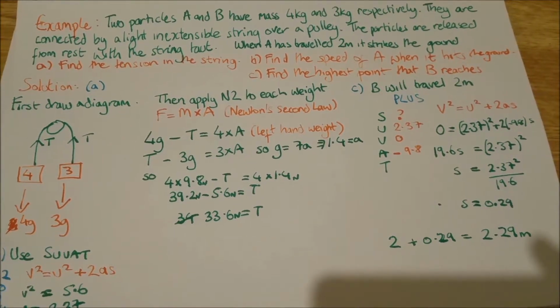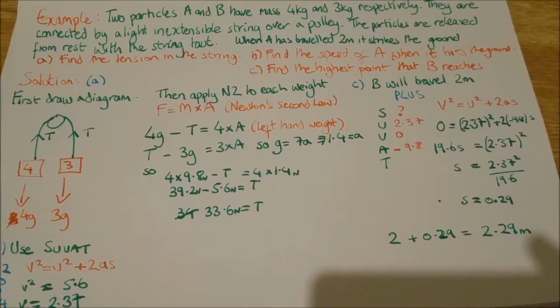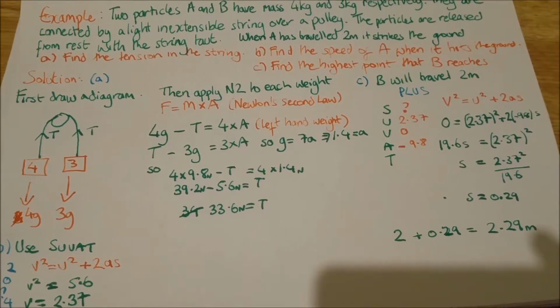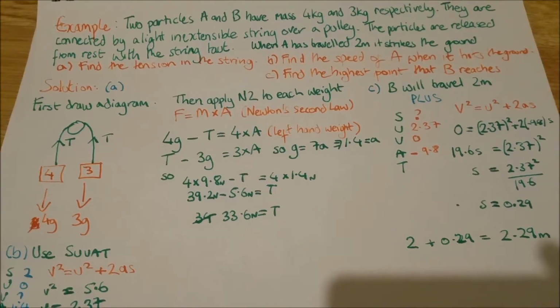g is not something that you need to treat as anything unusual. Just do it that way, it's quicker. Once you've got what a is, you substitute in and you can find out what T is. Simple as that. Okay, that's part A done.